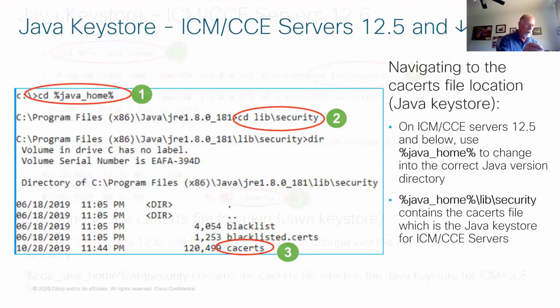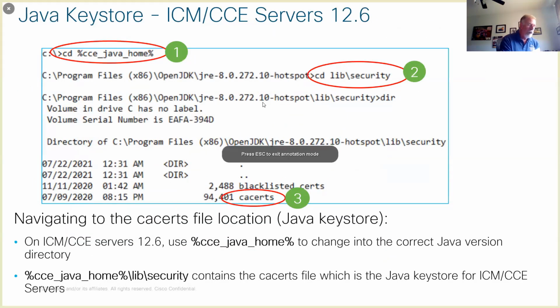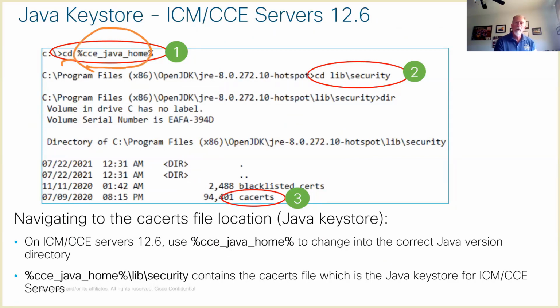All right, cool. What about 12.6? 12.6, not a big deal. All you really need to do now is get in the habit of changing into the CCE Java home variable folder. You notice that it's not case sensitive. I can use all uppercase or lowercase. And when it's declared in the system, it's put in all uppercase, but I don't have to use that.